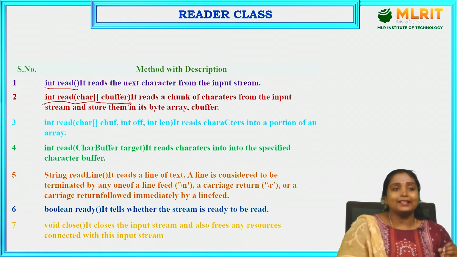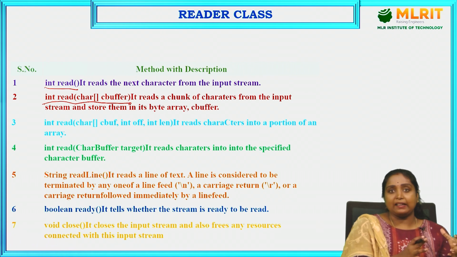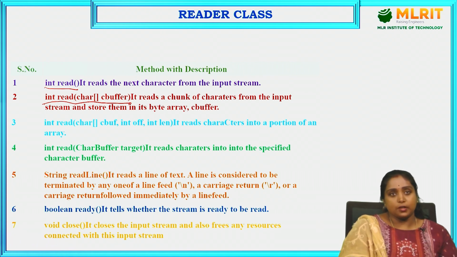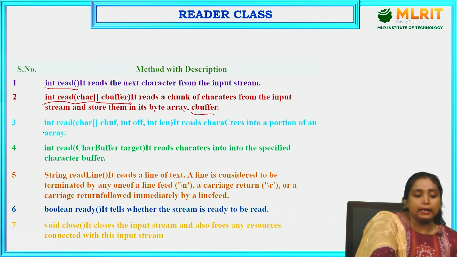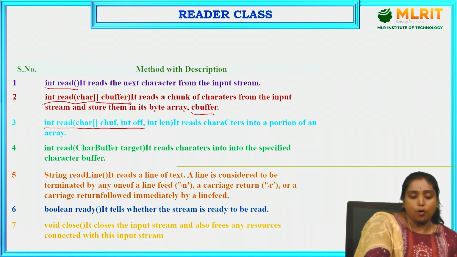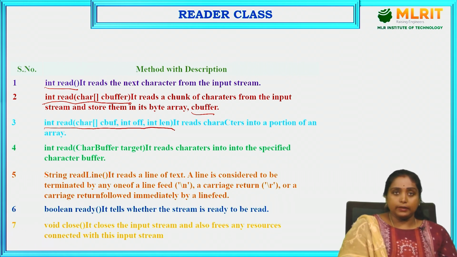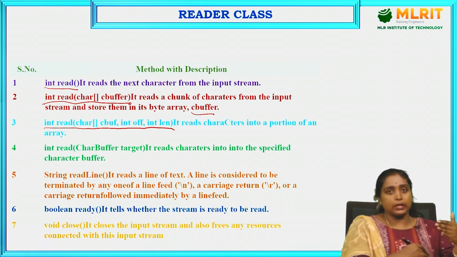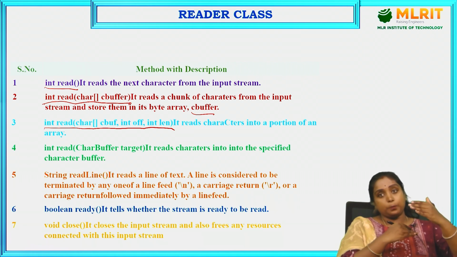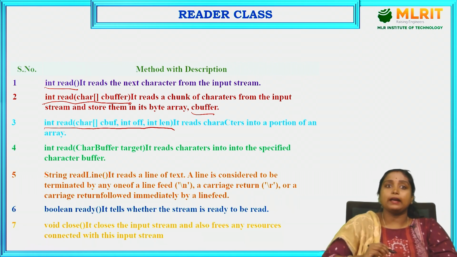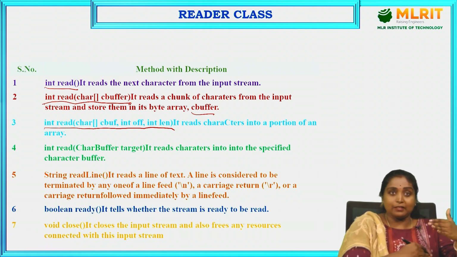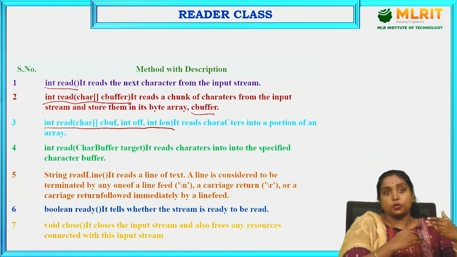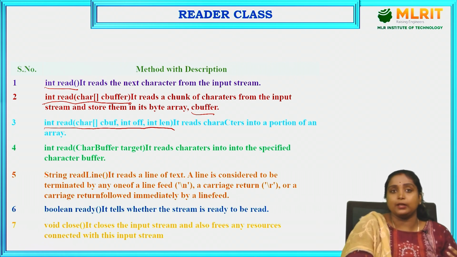Read(char[] cbuf, int off, int len) will read a chunk of characters, a stream of buffered characters, from the input stream and store them in a character array called cbuf, with an offset value as well as a length. So it will read a portion of data. If we have a file, it will read up to a particular point, if you give the length of the data as well as the offset value. That particular portion of the array will be read using this read method and stored in cbuf.